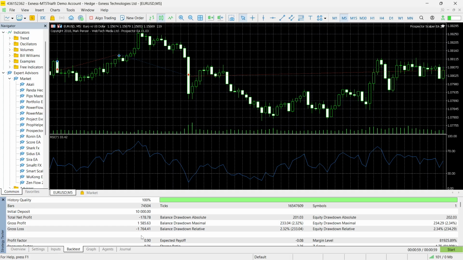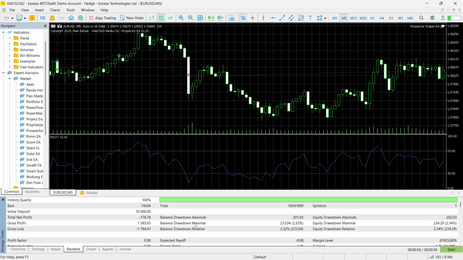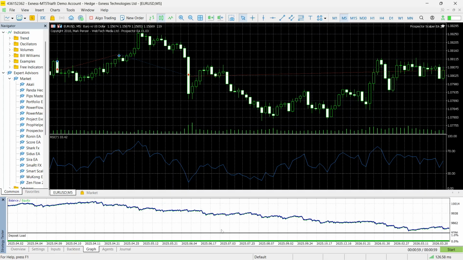losing $178. The profit factor was below 1 at 0.9, which isn't a good sign. The balance drawdown was 2.32%. The total trades taken over the period were 2,363 trades. All right, so you can see how it actually compares to what the developer has on his site. It basically goes down, a downward movement right from where it began down to the far right of the graph.